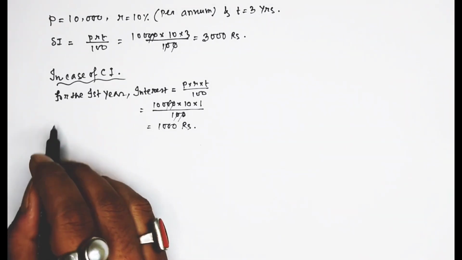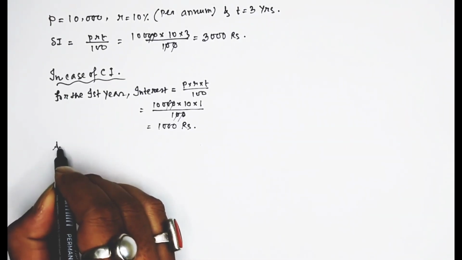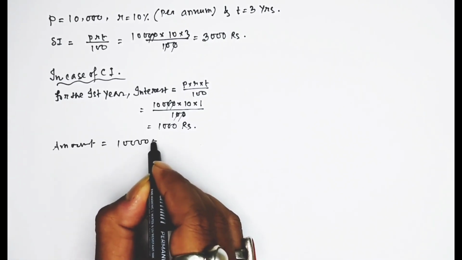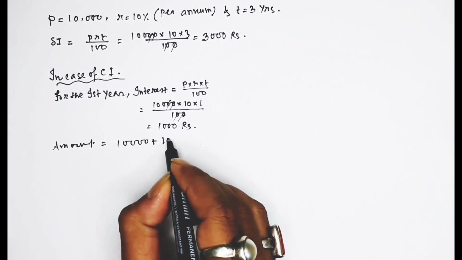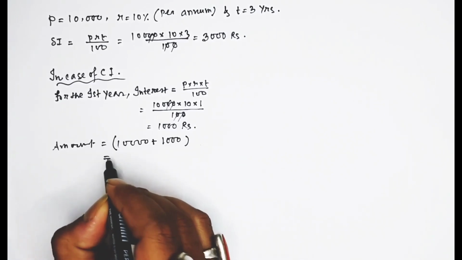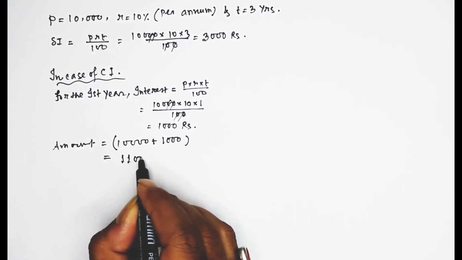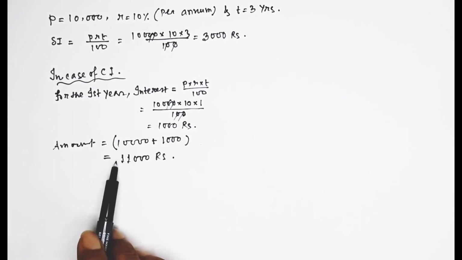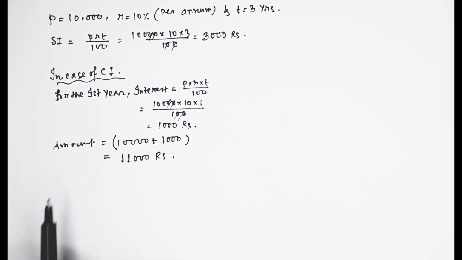At the end of first year we will get the amount of 10,000 plus the interest, that is 1000 rupees. The amount should be 11,000 rupees. This amount should be the principal for the second year.